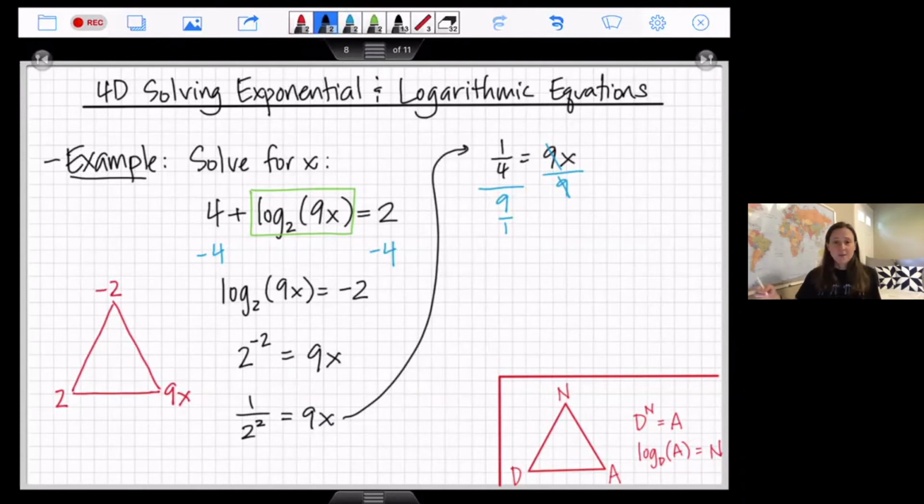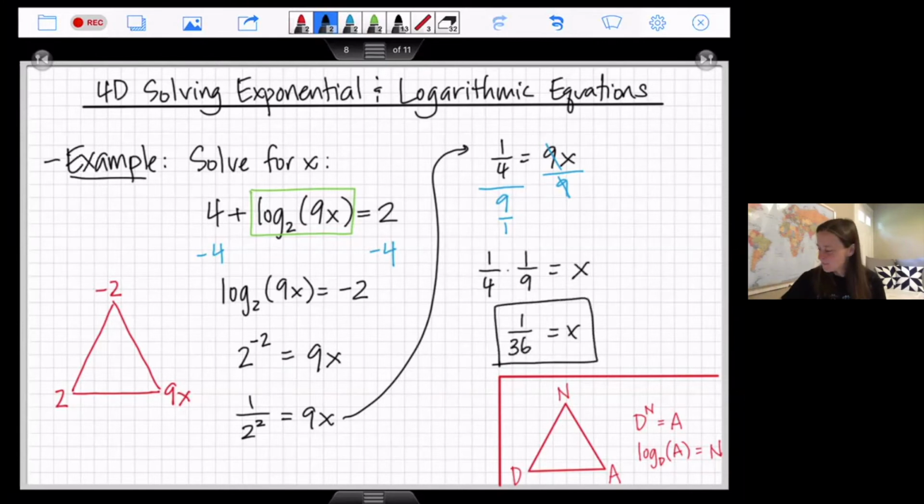So I grew up in Texas, and we learned when dividing fractions, don't be shy, flip the second and multiply, which is a little bit catchier than keep, change, flip, but whatever works, right? So we're going to take 1/4, I'm going to flip the second one over, 1/9 equals x, and x is going to be equal to 1 over 36. And that's all there is to it. All right, let's try one more.